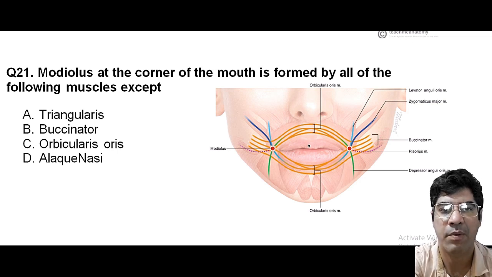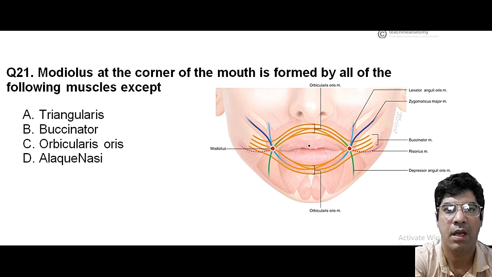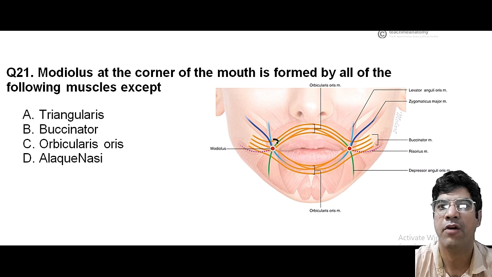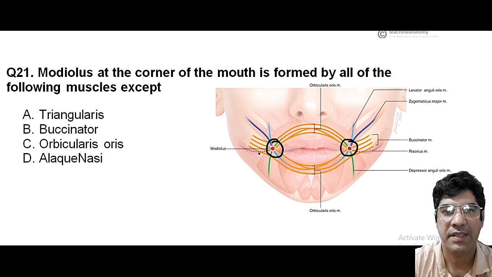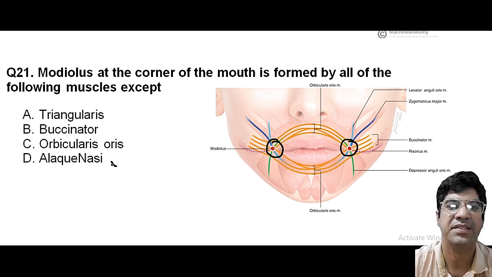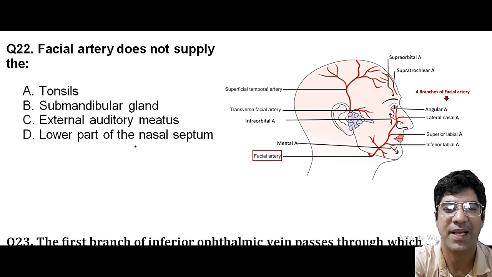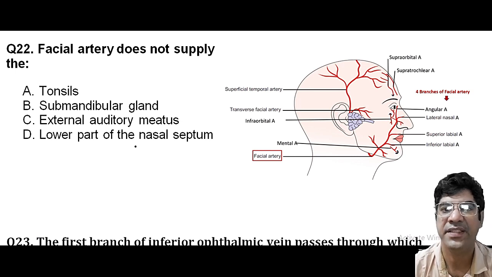Modiolus at the corner of mouth is formed by all of following muscles except. The answer is D, "alachnavy". So modiolus, it is a point at the angle of mouth where the various muscles meet, like the buccinator, orbicularis oris, levator anguli oris, depressor anguli oris, zygomaticus major, risorius, platysma. So which muscle is not involved is the "alachnavy".